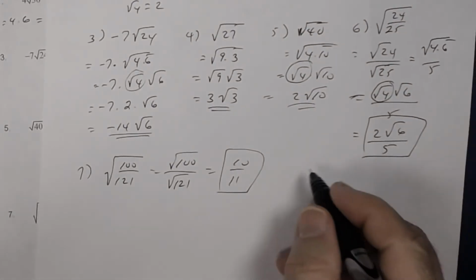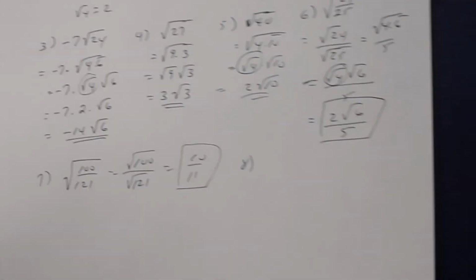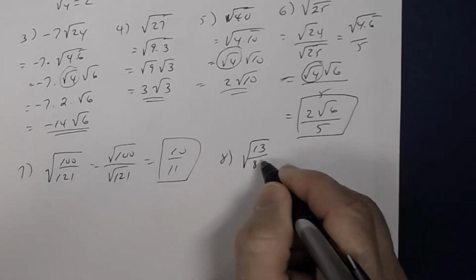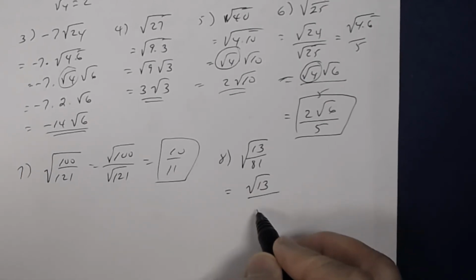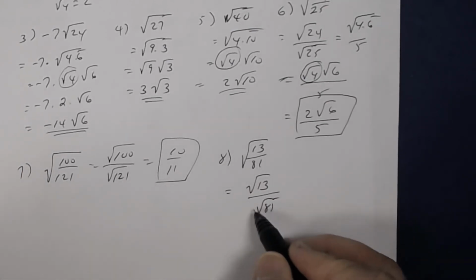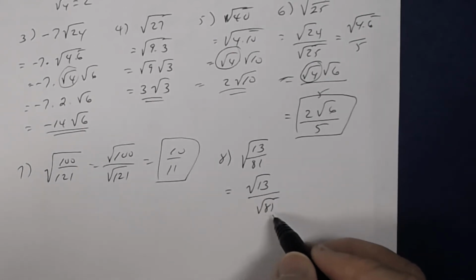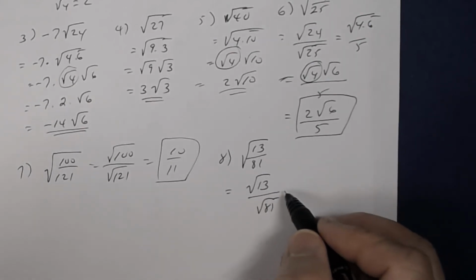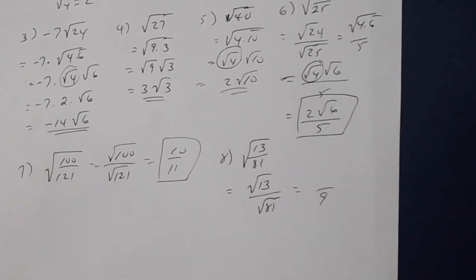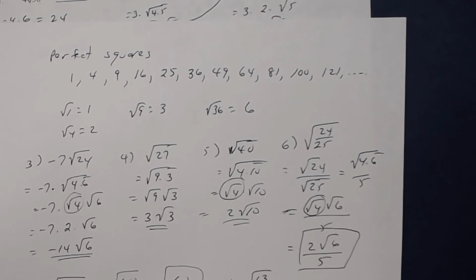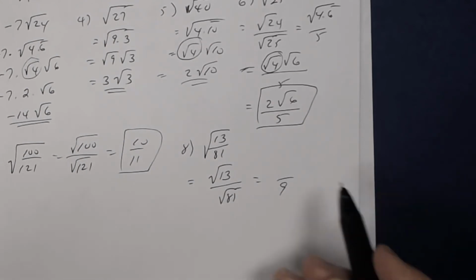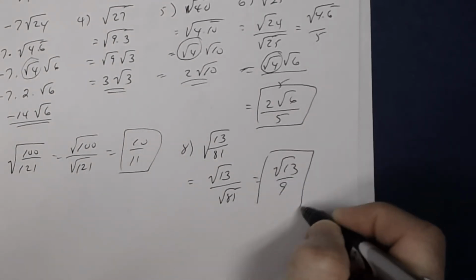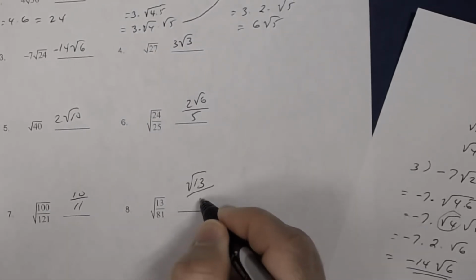All right, number 8. You have the square root of 13 divided by 81. I can write this as the square root of 13 divided by the square root of 81. Do you agree that 81 is a perfect square? So what's the square root of 81? 9. Now let's look at 13. Besides 1, is there any other perfect square that will go into 13 evenly? No. So you're done. The answer to number 8 is the square root of 13 divided by 9.